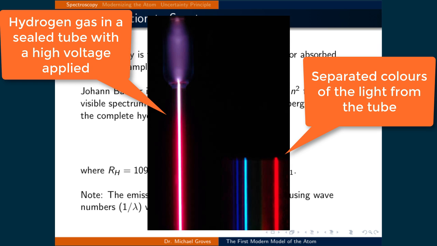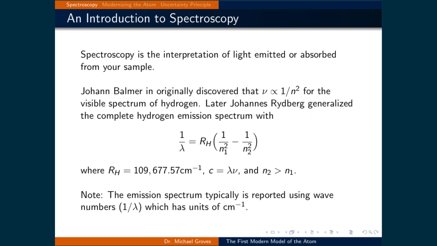For instance, when hydrogen gas is put into a sealed tube and a very high voltage is applied, the gas is excited and light is emitted. If that light is put through a prism, we can see that there are several colors present. The analysis of this light is spectroscopy. Empirically, it was discovered that the frequency of light emitted from hydrogen follows a 1 over n squared relationship.